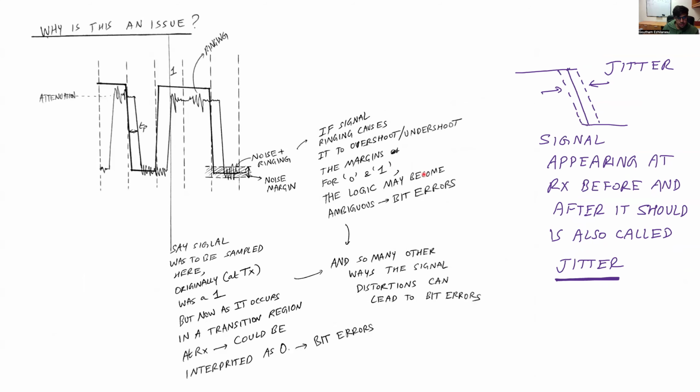So I already talked about why this is an issue. Say you were to sample the signal at some location, then sometimes a signal that's supposed to be a 1 can end up being a 0 and so on. And obviously there are also two effects that happen here.